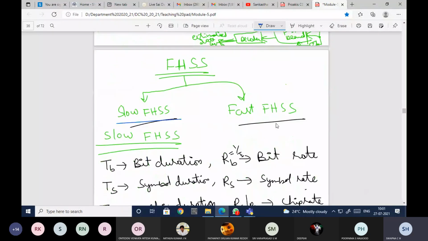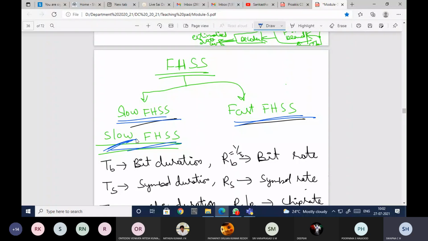It is divided into two types. The first one is slow frequency hop spread spectrum, and the second one is fast frequency hop spread spectrum. So first we'll see what is the slow frequency hop spread spectrum. By using FSK techniques, you are spreading the incoming data. But here it is happening slowly.